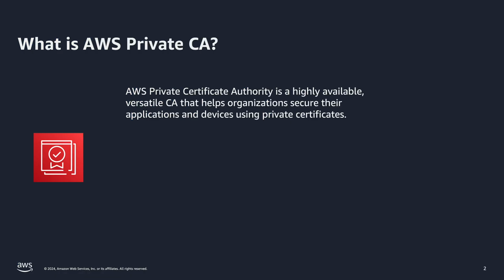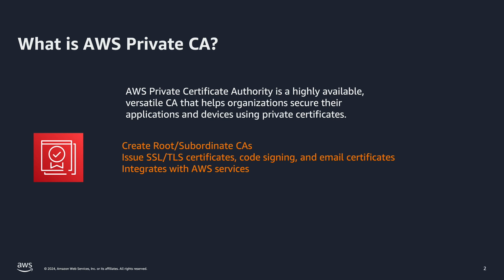AWS Private CA is a highly available, versatile CA that helps organizations secure their applications and devices using private certificates. You can create your own root CAs or subordinate CAs using AWS Private CA. This allows you to have full control over your public key infrastructure, or PKI, without having to manage the underlying CA infrastructure.